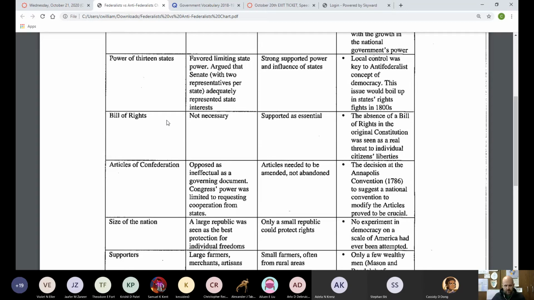Now, guys like Hamilton didn't feel that the Bill of Rights was necessary because the fact is, with the government's power increasing, it would give the federal government more authority and ability to protect the rights of the citizens. But the Anti-Federalists felt that if there was an absence of a Bill of Rights in the original Constitution, it would be seen as a threat to individual liberties because there would be no guarantee in writing that the rights of the citizens would be protected. The implied understanding that it would be protected was not going to be enough for Anti-Federalists like Thomas Jefferson, okay?